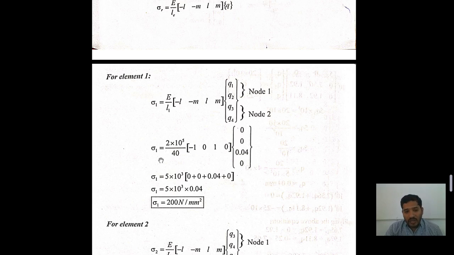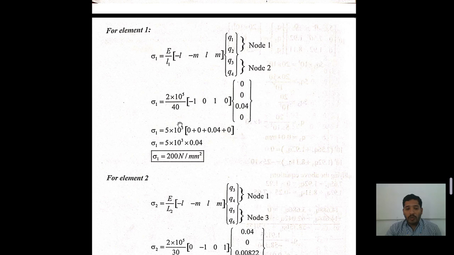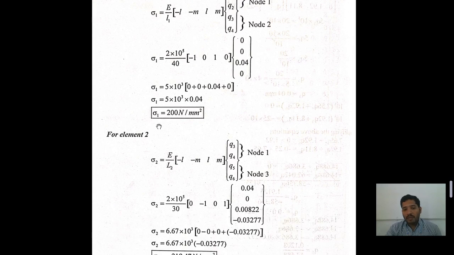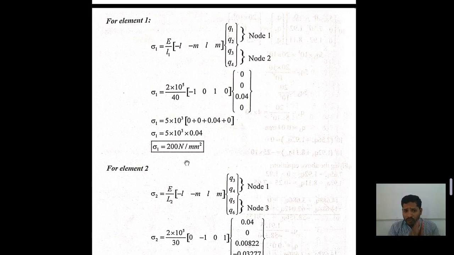After that, if you divide this whole value, then you will get the answer 5 into 10 power 3. After that, we need to multiply. So this row into this column: minus 1 into 0 becomes 0, plus 0 into 0 becomes 0, 1 into 0.04 becomes 0.04, 0 into 0 becomes 0. After that, we need to multiply the whole value, then it becomes sigma 1 is equal to 200 Newton per mm square. After getting this, the same procedure we need to follow for element number 2, element number 3, element number 4, the same concept. Clear?